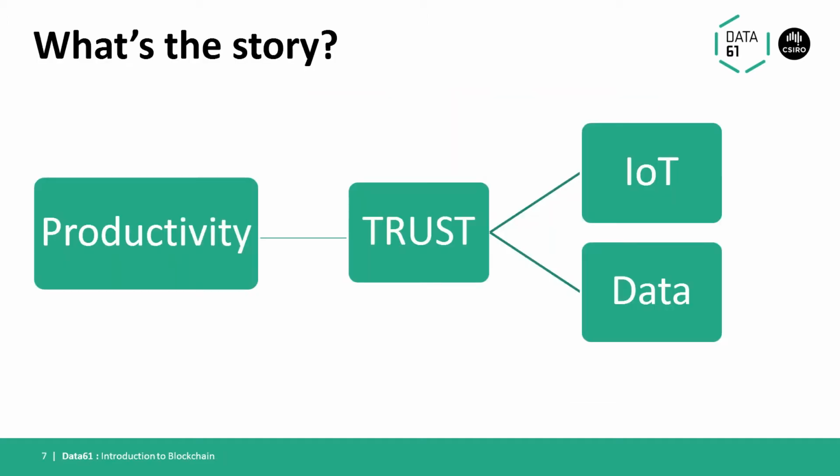So what's the story? What's it all about? What are we talking about? We're talking about productivity, and that's why people are interested in this thing. And particularly, we're getting productivity because there's trust. And we get that trust because of integrity.